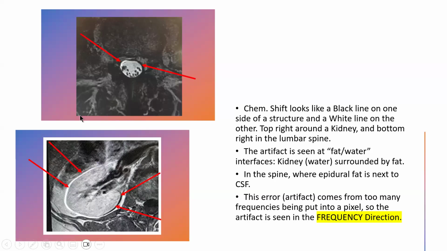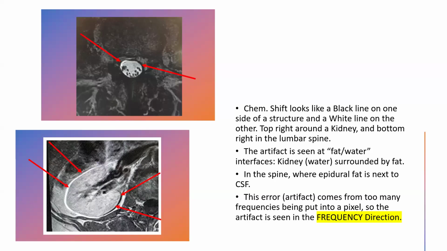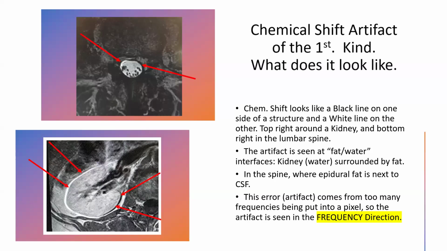Okay. So we have a lumbar spine at 3T. You can see a dark line here and a bright line here. That's in the frequency direction. That's chemical shift. Here's a much more pronounced example. This is also at 3T. This was a lumbar spine, but you can see the white line here and the dark line here. That's chemical shift from trying to put too many frequencies in a pixel, and it oozes out in the frequency direction. Okay, that's chemical shift of the first kind.